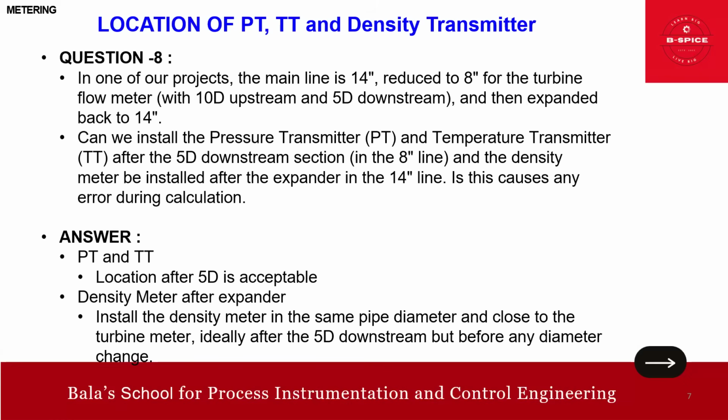But if that is really not possible and the expansion is unavoidable, you said 14-inch, right? If that is unavoidable, what can we do? We have to ensure that a straight run of at least 5D is available after the expander, and the flow should be stable, and the pressure too. All these we need to ensure, friends.